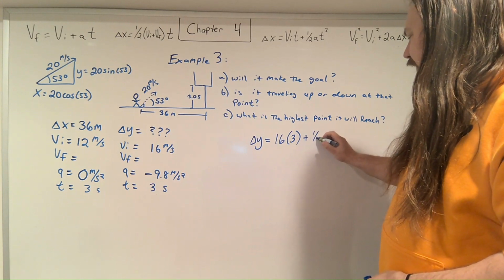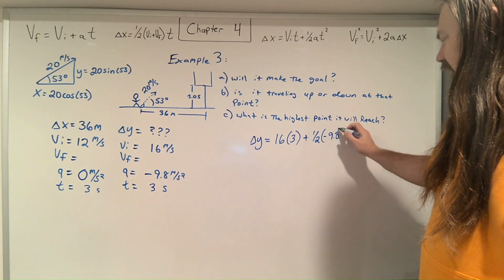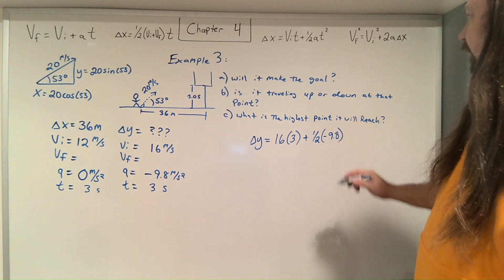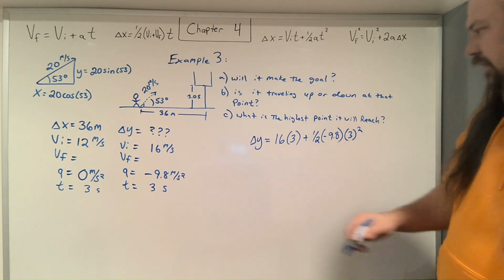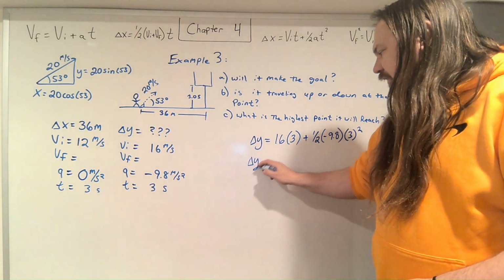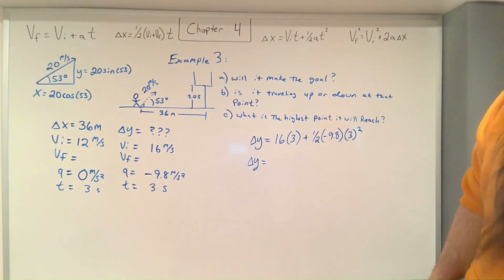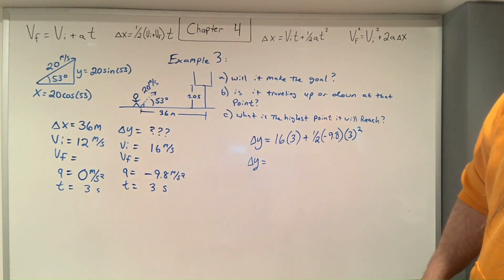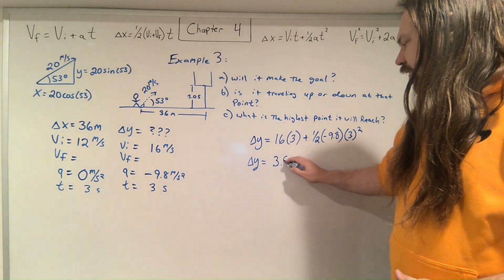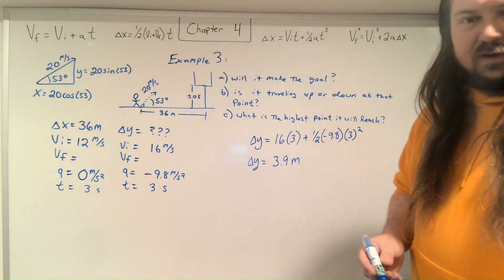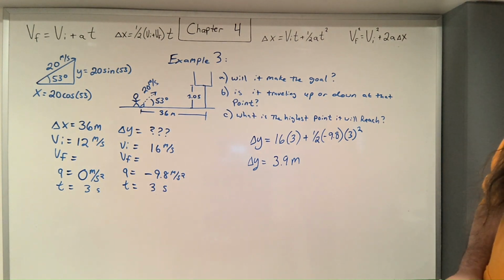Plus, we're going to have 1/2. Our A is going to be a negative 9.8. Gravity coming down. And then T would be 3 squared. All right, so no need to manipulate the equation. We can solve right out for the change in y. And what do we end up getting? Hopefully, you get 3.9 meters. So what does the 3.9 meters tell us?